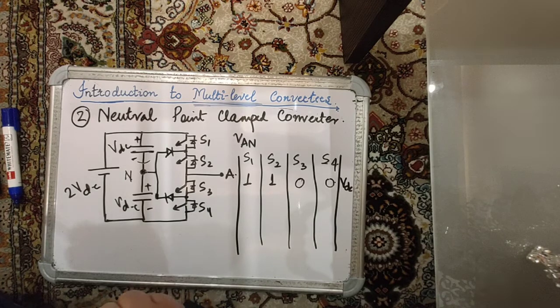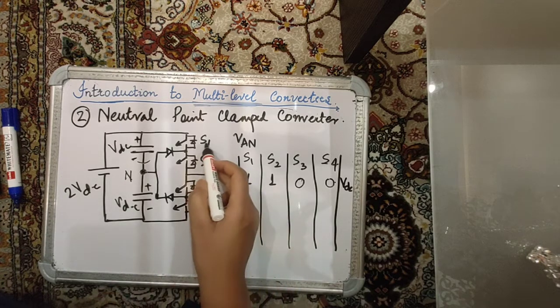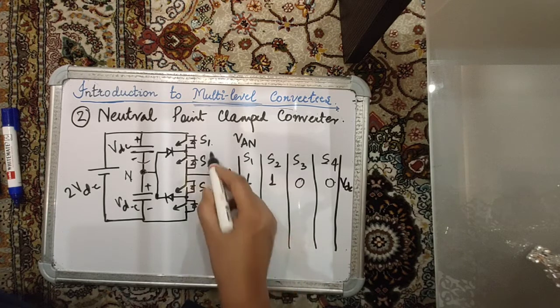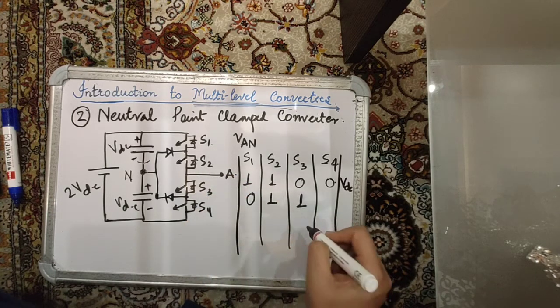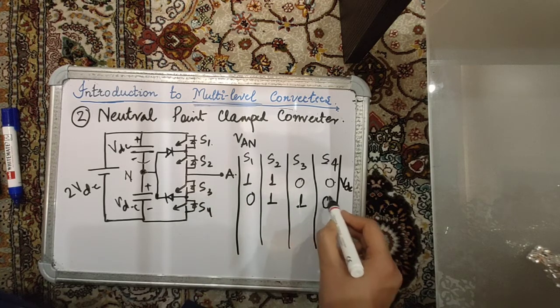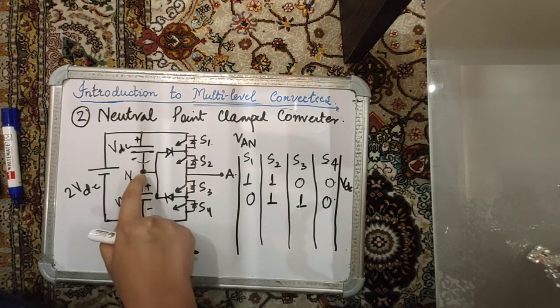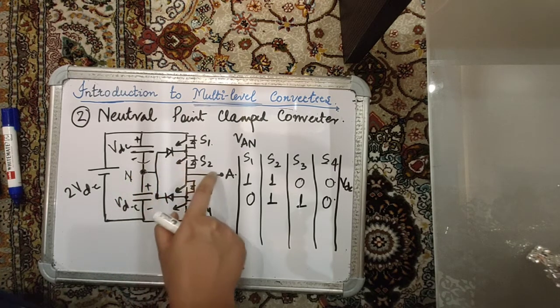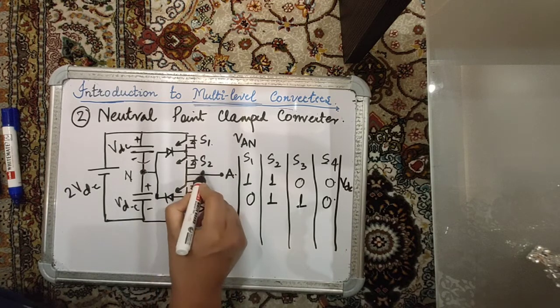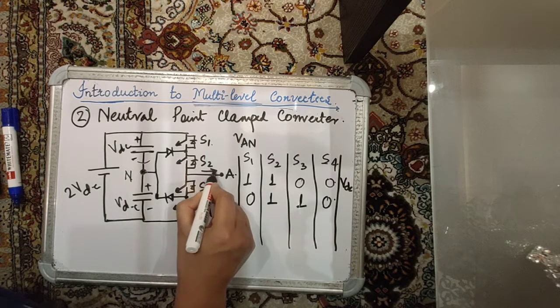Another configuration that we have is S1 is off, S2 is on, S3 is also on, and S4 is off, which means that the neutral point is directly connected through this diode and S2 to point A if the current in phase A is positive.